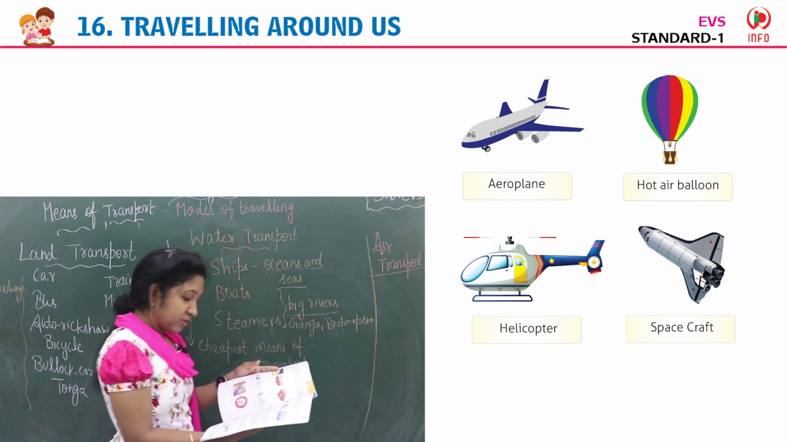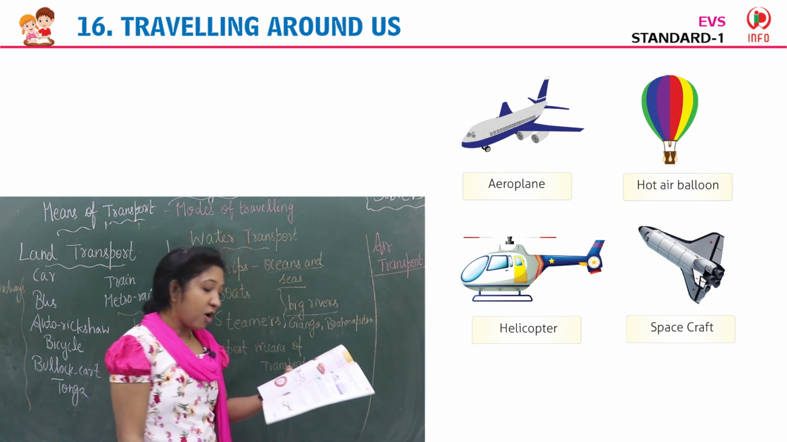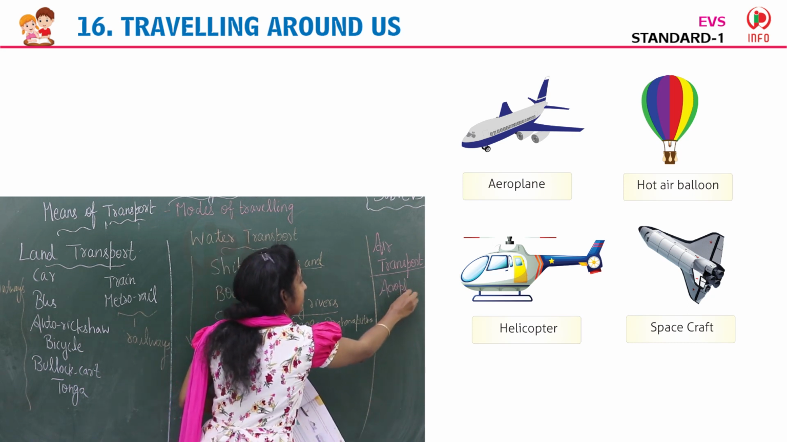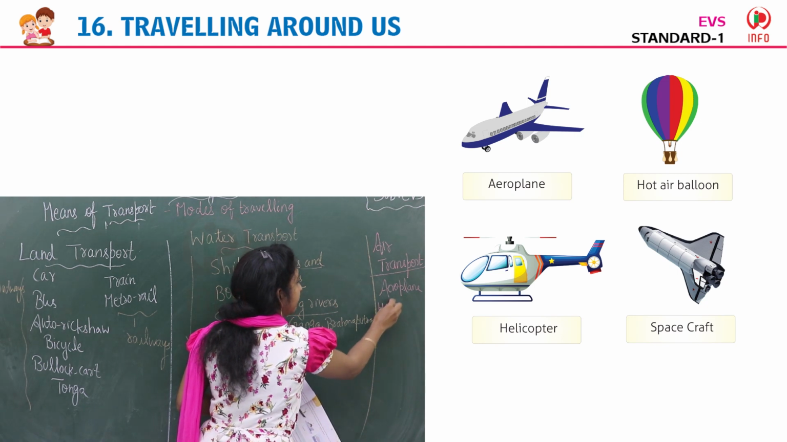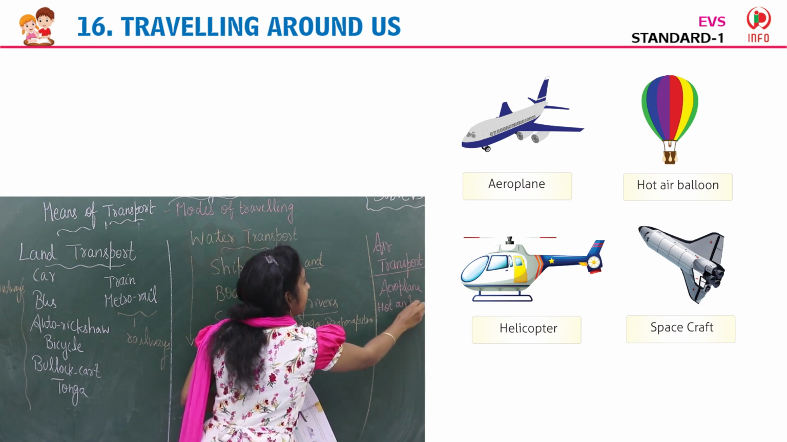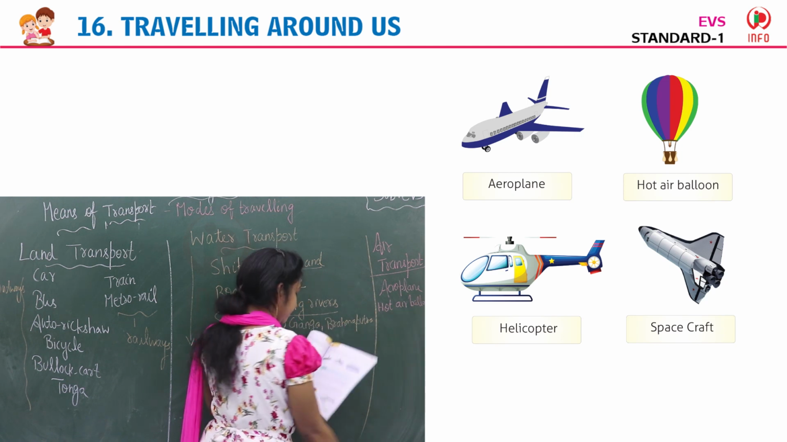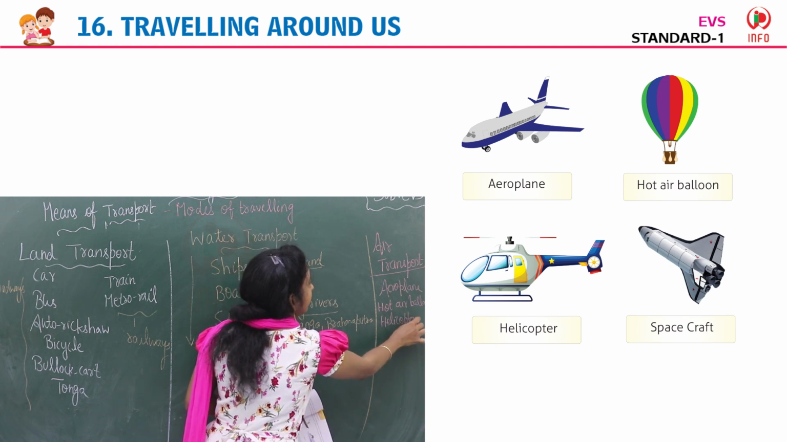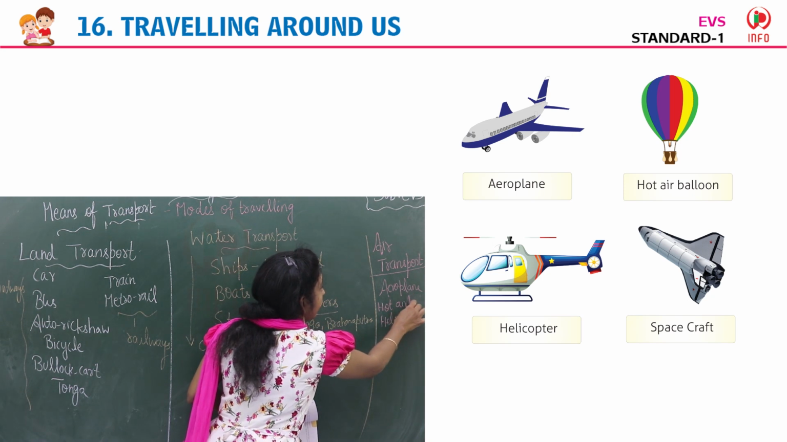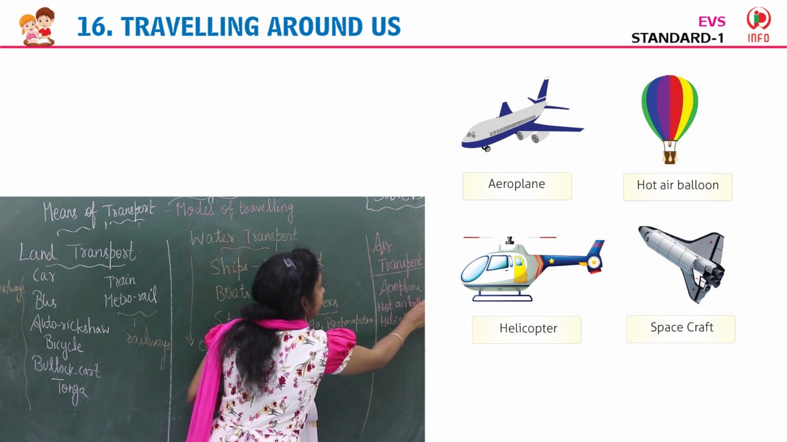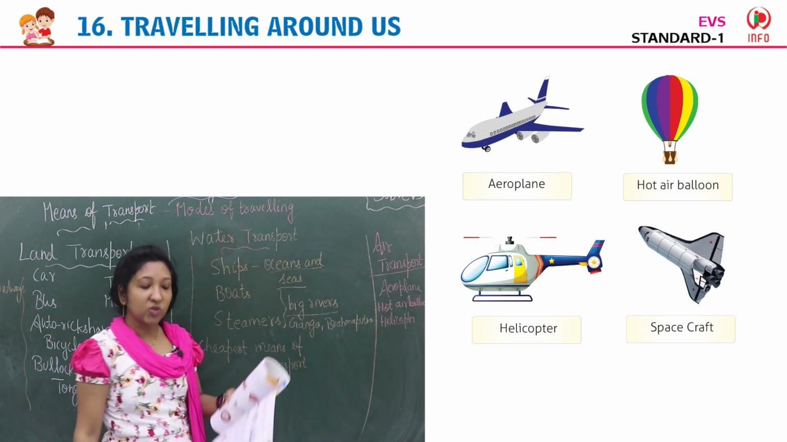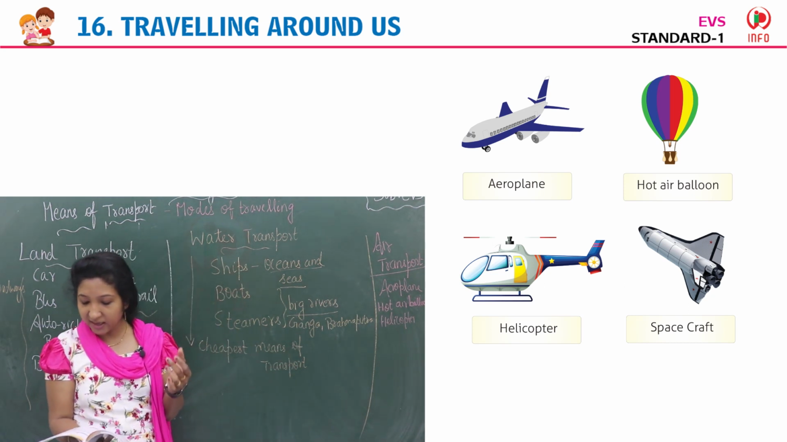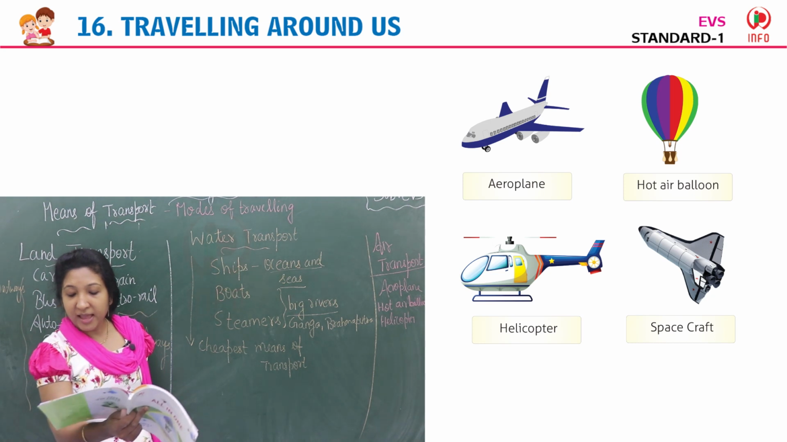Air transport. So which are the air transport? Aeroplane, hot air balloon, helicopter. These are the means of air transport. Yes, you can see the images here. Aeroplane you can see, hot air balloon you can see, helicopter is there.